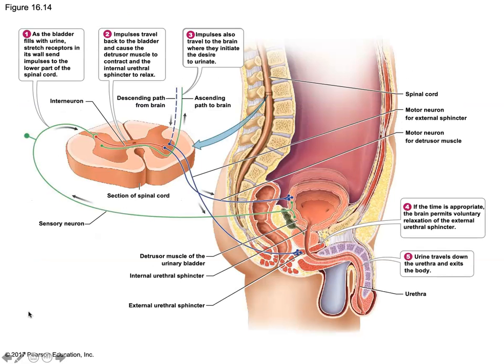Here's the diagram showing the impulses, the nerve impulses, and control of both the voluntary and involuntary urethral sphincter.